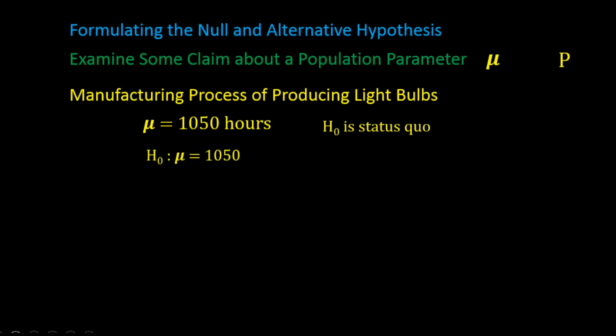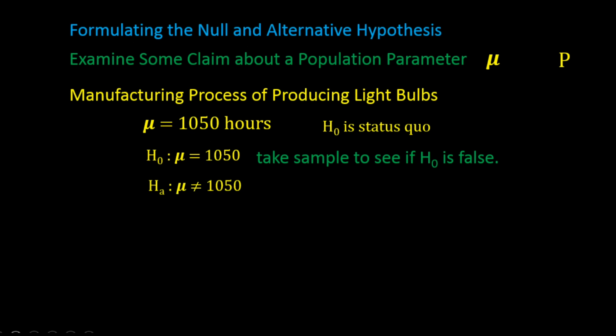Now we're going to take a sample of light bulbs and test to see if there is evidence that the null is false. If it is false, then there must be an alternative hypothesis that is true. The alternative hypothesis is written opposite to the null hypothesis, and it would be stated as HA colon mu is not equal to 1050 hours.